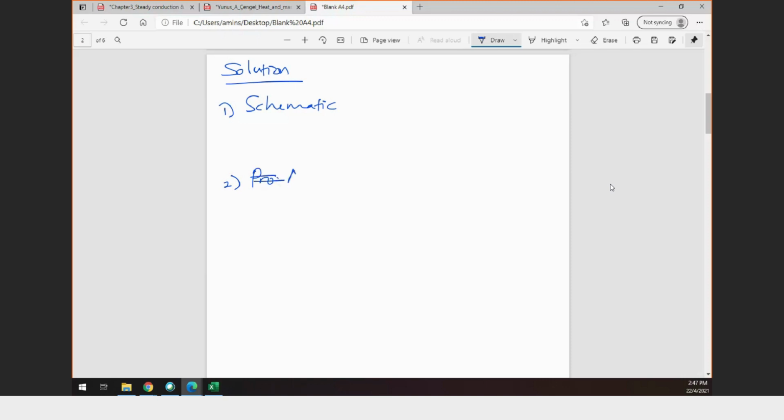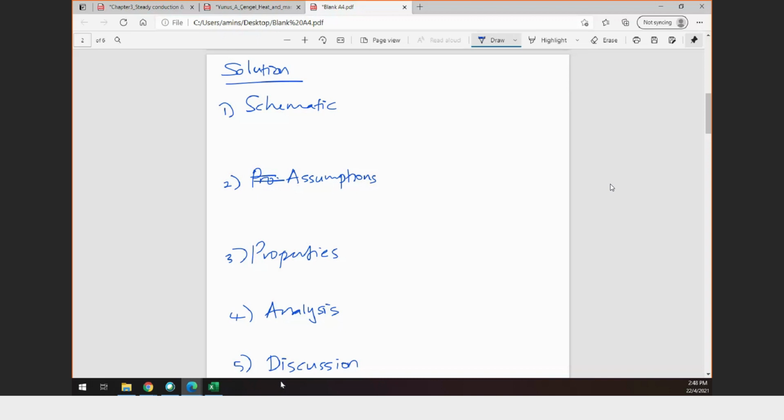Sorry, I think this assumption first. Assumption, okay, and then the properties or thermal properties. Number 4, you should have the analysis, okay, and probably the last one is a discussion.